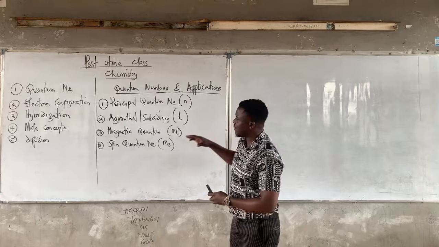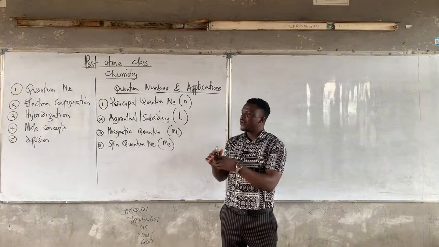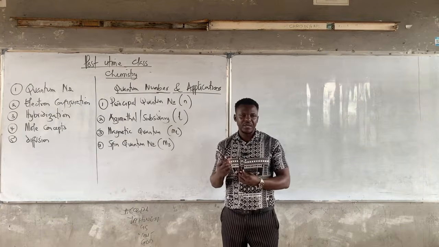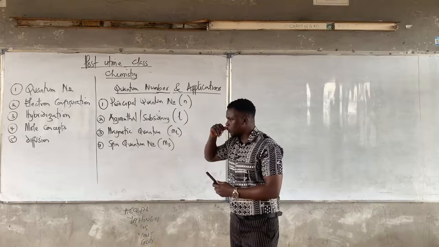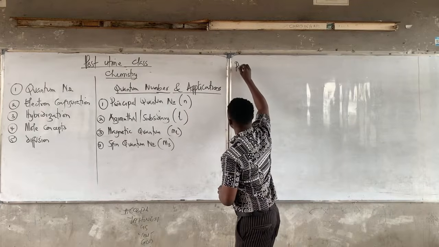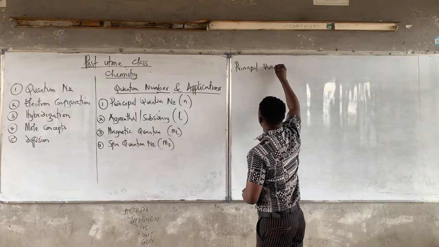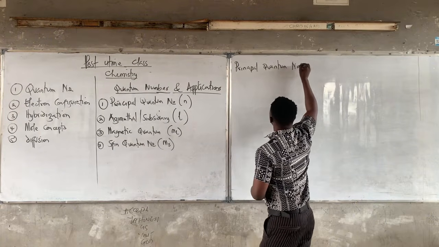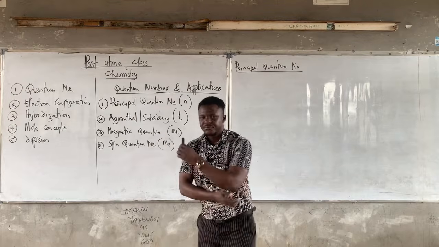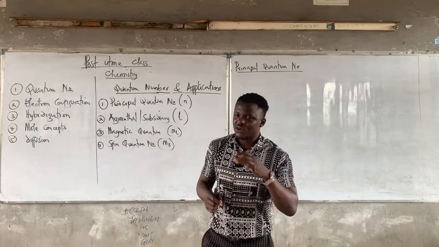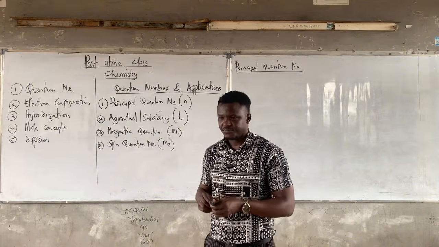Now we're going to be explaining the function of each of them, and after explanation I'm going to tell us the various ways questions can be asked pertaining to this. Now, what is principal quantum number? Please put down. Principal quantum number is the quantum number that describes the shell or energy level of an atom.